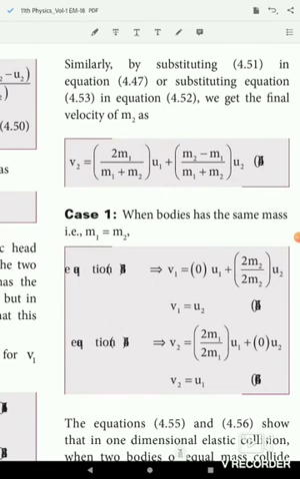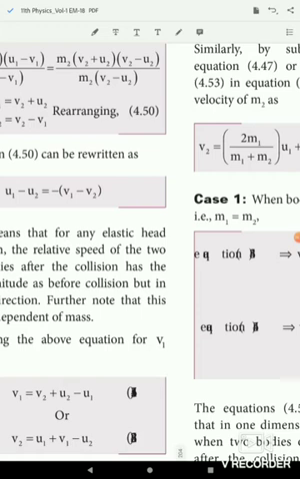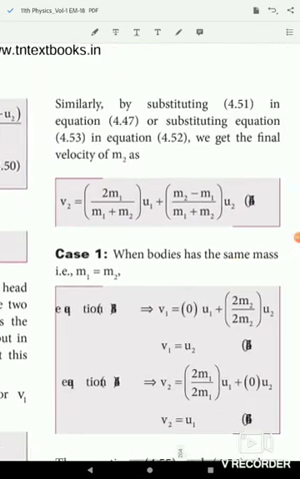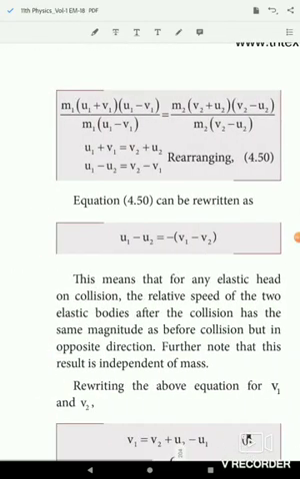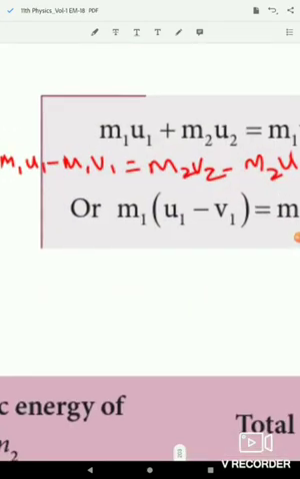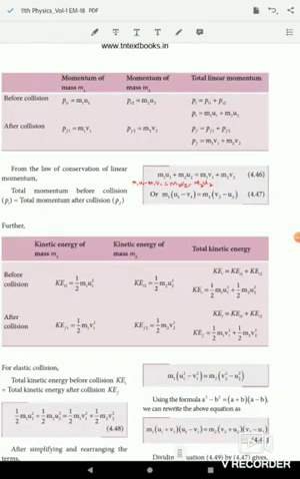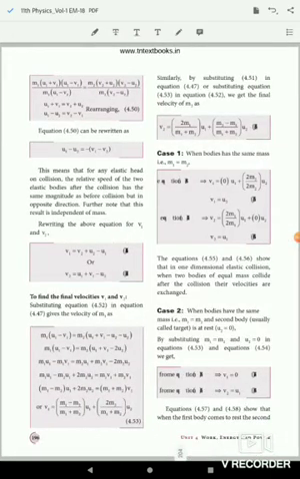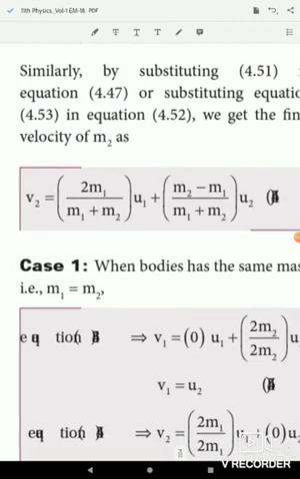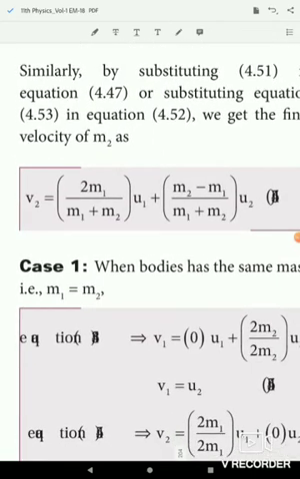So this is v1, and next we find the v2 value. Substitute the v1 value in the above equation and calculate the result. v2 = 2m1/(m1 + m2) into u1 + (m2 − m1)/(m1 + m2) into u2. Do you understand this one? Up to this I hope you understand.